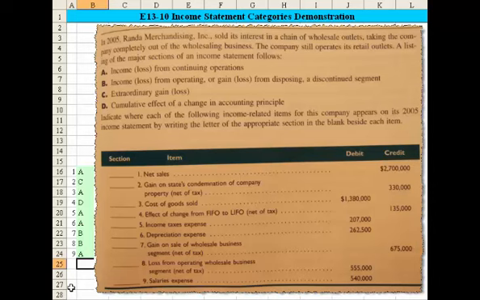So there we've worked through some categorizations of certain income statement items that we would have for a business, and a business that incurred changes in accounting principles, discontinued operations, continuing operations, and also an extraordinary event.